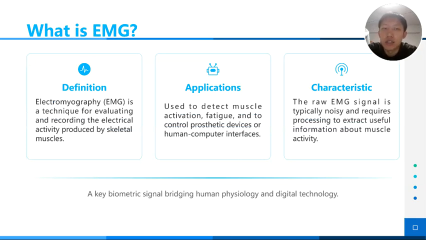Before diving into the code, let's briefly review what EMG is. EMG is the technique of recording the electrical activity of muscle. It's widely used in clinical settings, sports science, and even for control applications. As we will see, the raw signal is quite noisy, which is why processing is essential.